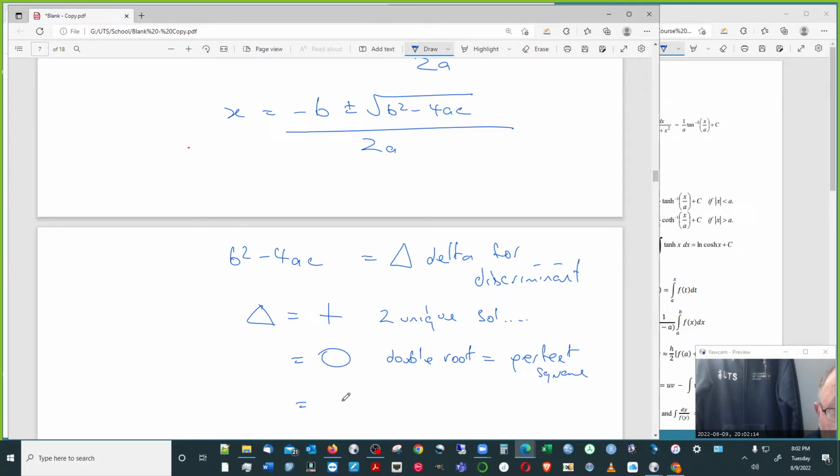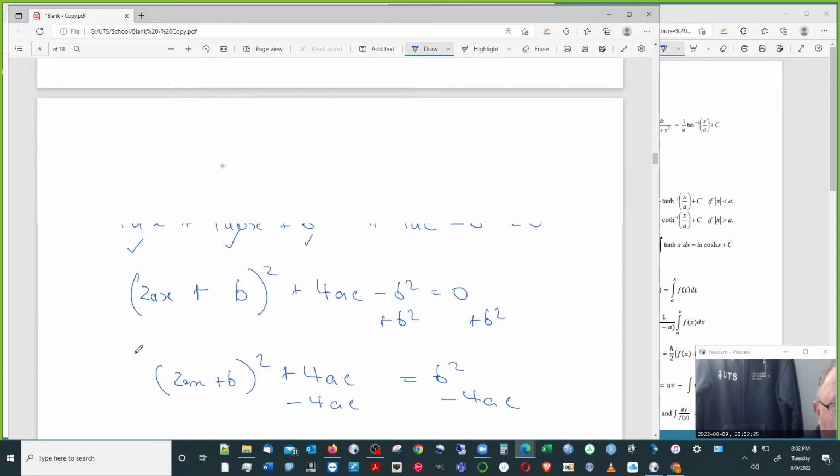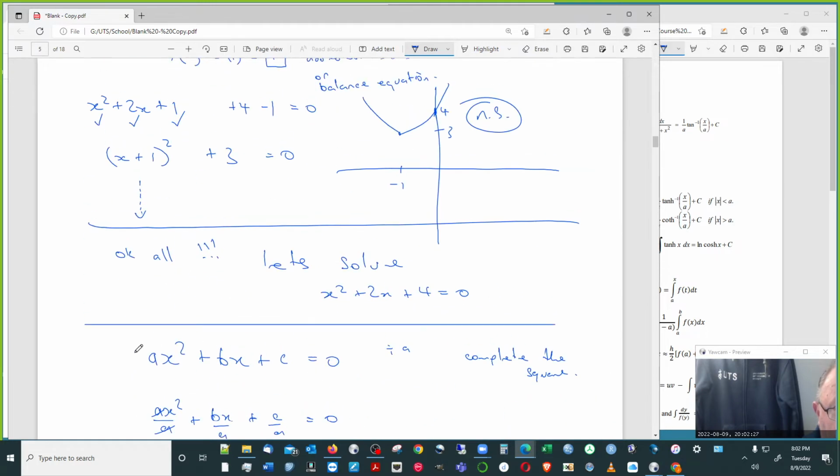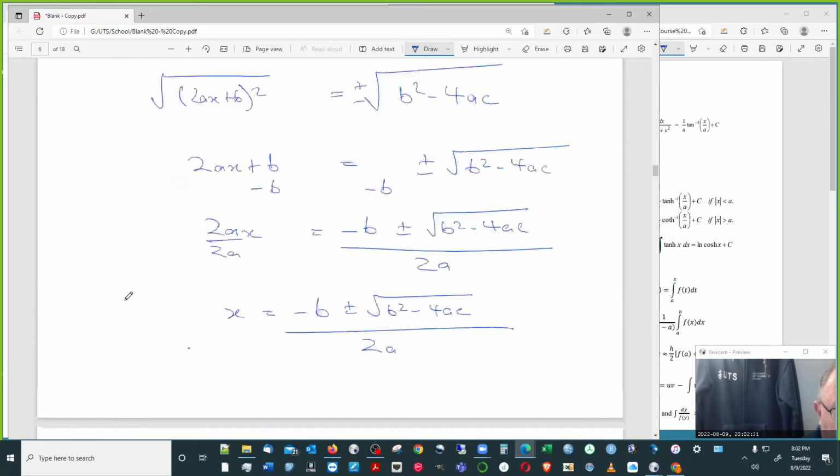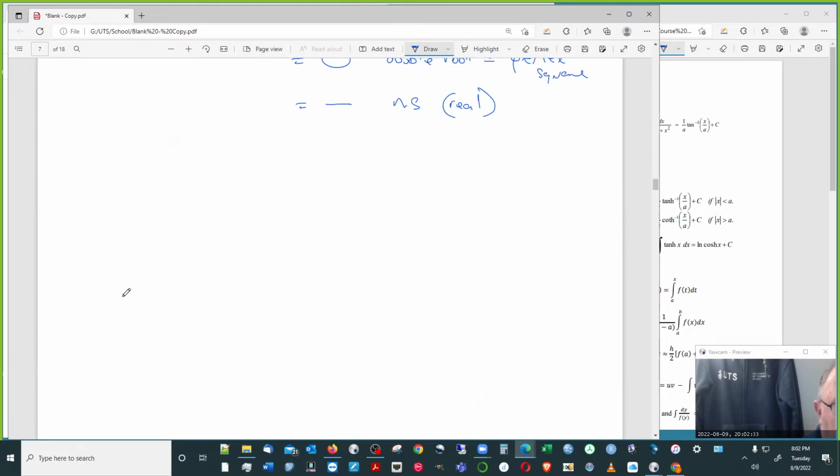And if it's negative, then there are no real solutions. We'll make sure we do that. Okay? So for the previous example, sorry to scroll up out of the way like that, I just want to grab your equation: x squared plus 2x plus 4.